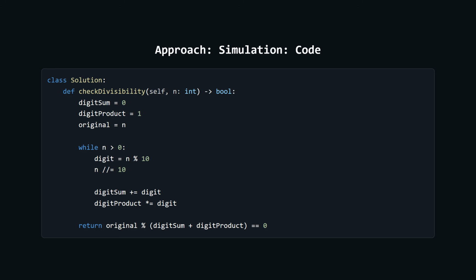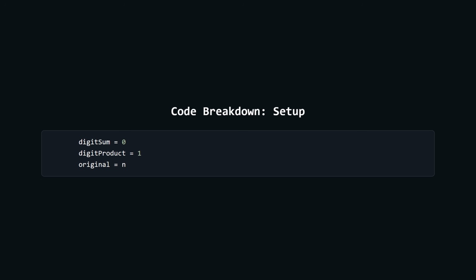Here is the full code for this simulation approach in Python. It's nice and short. Let's break down exactly what each part is doing. First, we set up our tracking variables. We start our sum at 0 and our product at 1. This is super important because if you multiply by 0, everything becomes 0. We also save a copy of our n variable into a new variable called original because we are about to destroy the n variable while chopping off its digits.